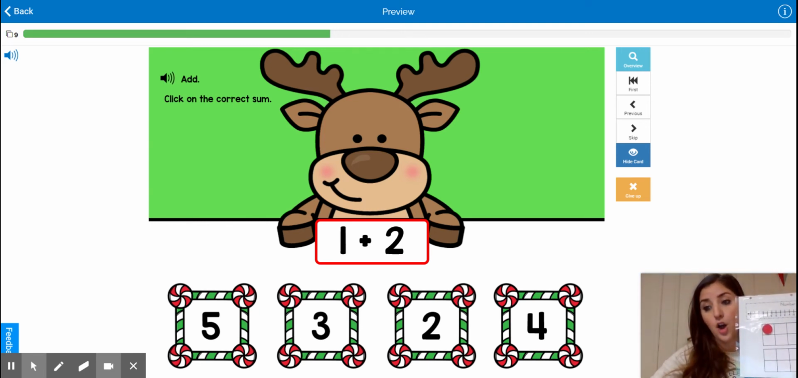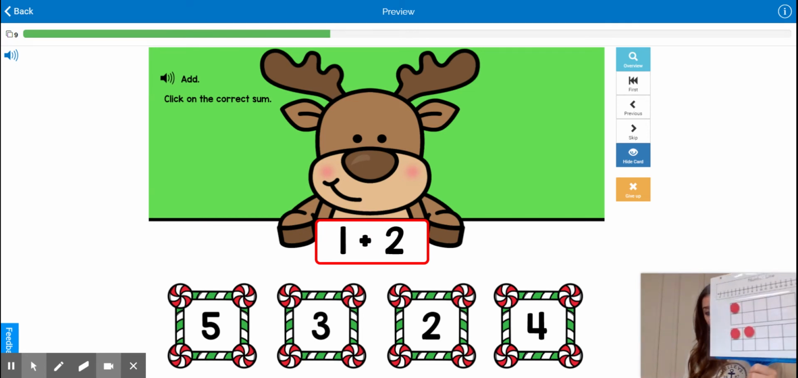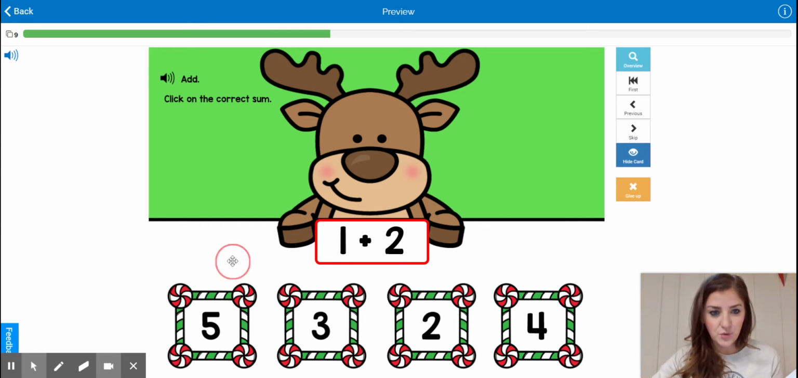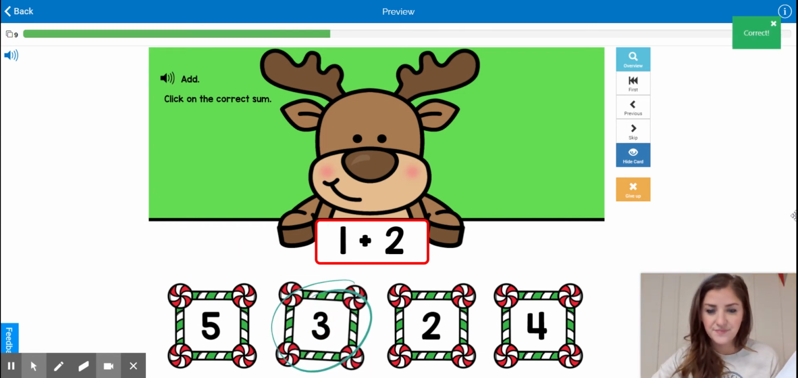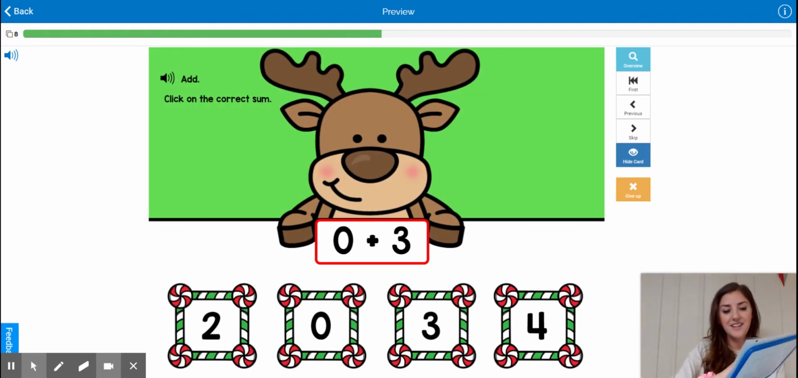I have a group with 1. I'm going to put it together with my group of 2. So here's my group of 1. Here's my group of 2. Let's put them together. 1, 2, 3. We'll find our digit 3. I think we're starting to get it. I think we're doing good.